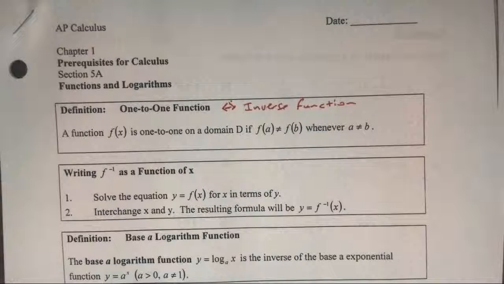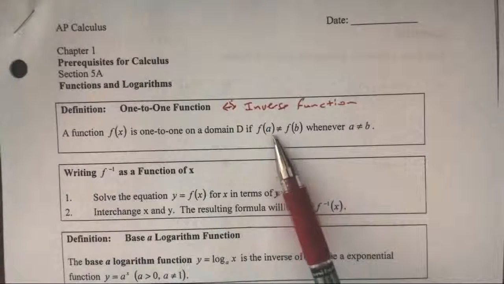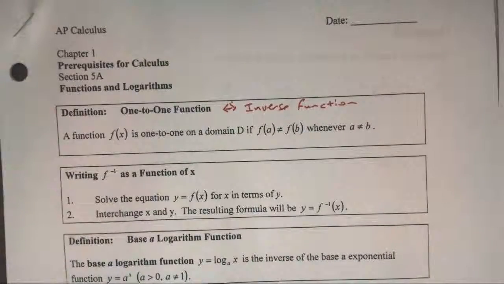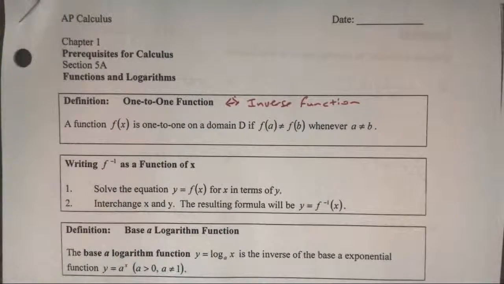So a function f of x is one-to-one on a domain D, some chosen values of x, if f of A is not equal to f of B whenever A is different than B. Here's what that means, and this is going to make more sense just outside of the realm of math.